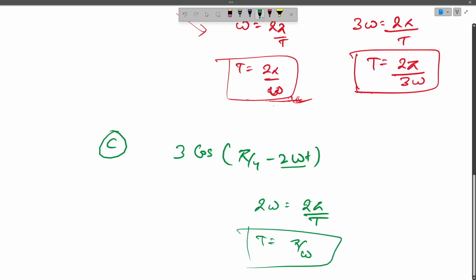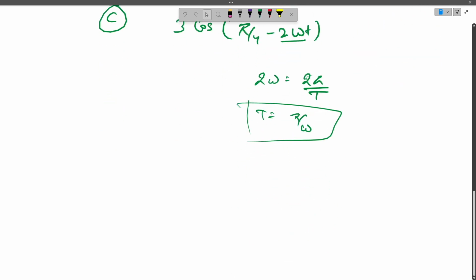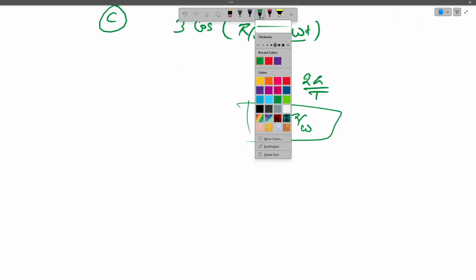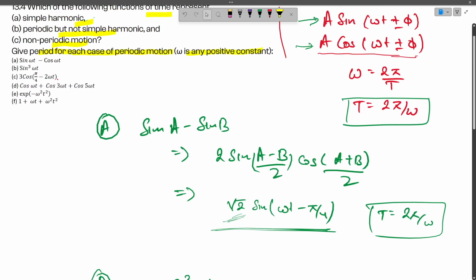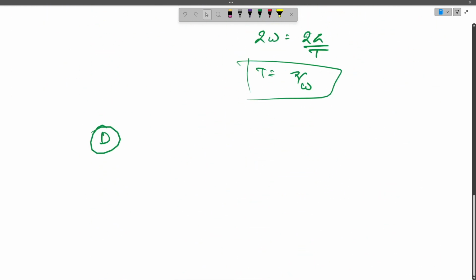So the time period of this function would be pi by omega, and this is a simple harmonic function. So we can say that 3 cos(pi by 4 minus 2 omega t) represents a simple harmonic function, and its time period is pi by omega. Now moving forward towards the fourth question, we have cos omega t plus cos 3 omega t plus cos 5 omega t.